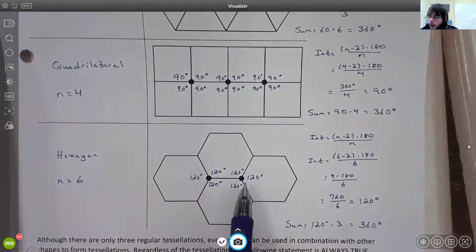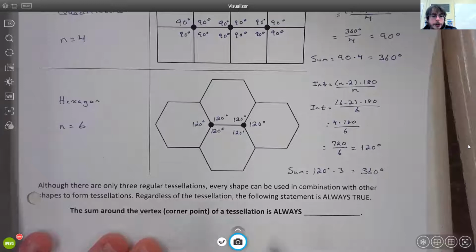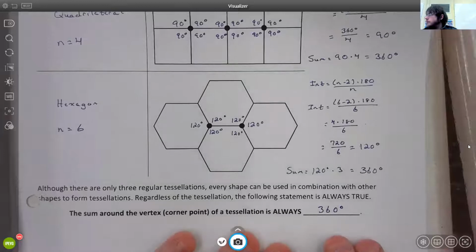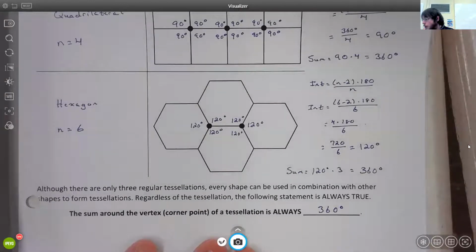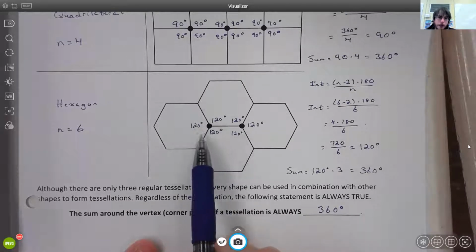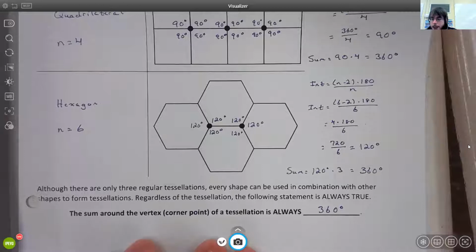However, regardless of the shapes that are tessellating in the plane, it can be a combination. The sum around the vertex or corner point of a tessellation is always 360 degrees. Always. And this is because if you look at this, you can basically draw a circle around that vertex. And the degree value of a circle is 360.